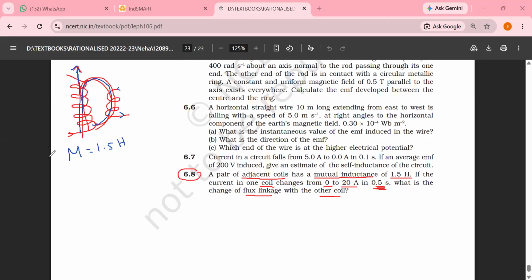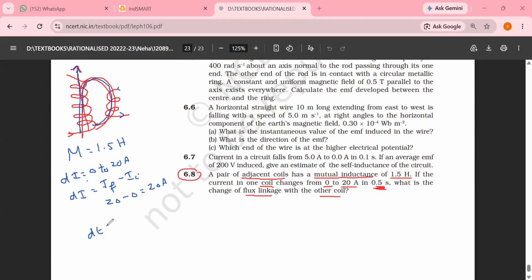It is given. What is the change of current, dI? It is from 0 to 20 ampere. Therefore, final current minus initial current, that is called dI. It is dI, not dH. So dI is nothing but current final minus current initial, that is 20 minus 0, 20 ampere.